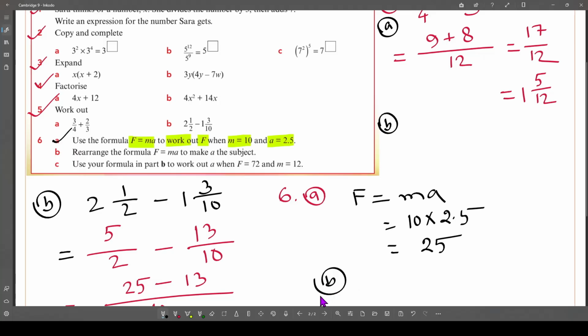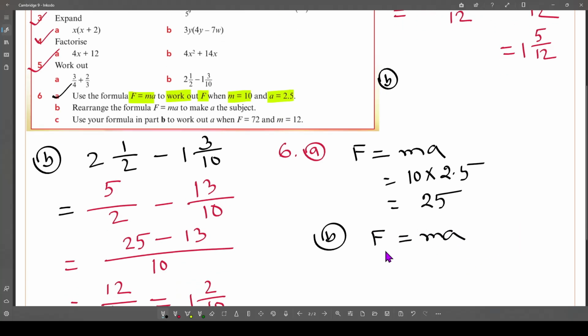Number B, rearrange the formula F equals m a to make a the subject. So F equals m a, we have to rearrange the formula. It means a equals F by m.